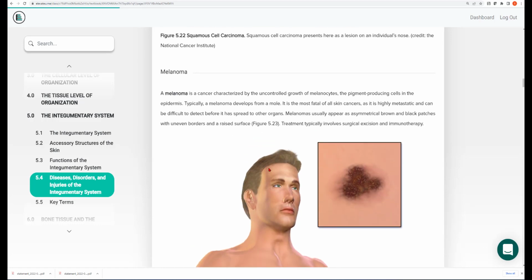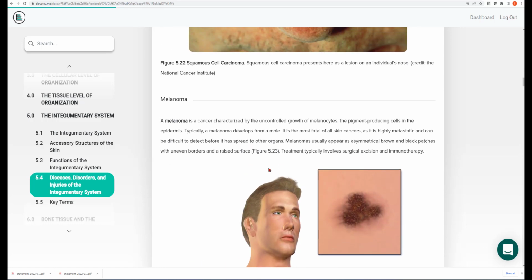The type of skin cancer that you do not want to hear that you have is a melanoma. Melanoma is a very aggressive form of skin cancer. Typically, melanomas develop from a mole. Remember, moles are clusters of melanocytes. So these melanoma cancers are cancers of the melanocytes. They're the most fatal of skin cancers.